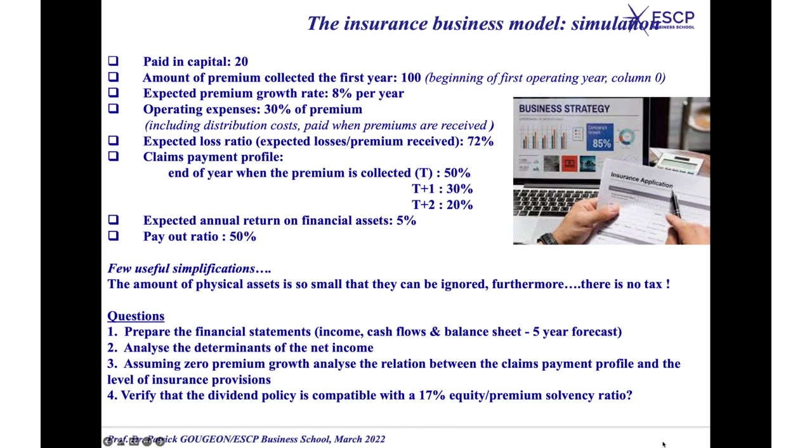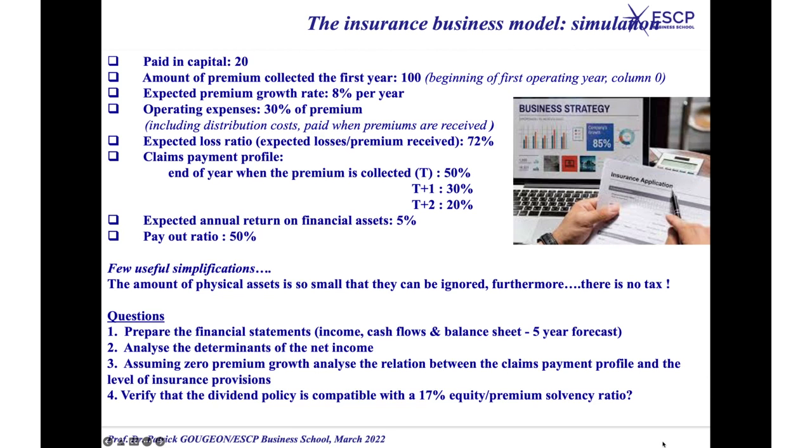And I just indicate that you collect the premium and you cash in the premium at the beginning of the first operating year. So we are going to build a cash flow statement, okay? And column 0 corresponds to the very beginning of the operations and when we cash in all the first premiums, okay? And then we expect that year after year, premium collected will grow by 8%, okay?